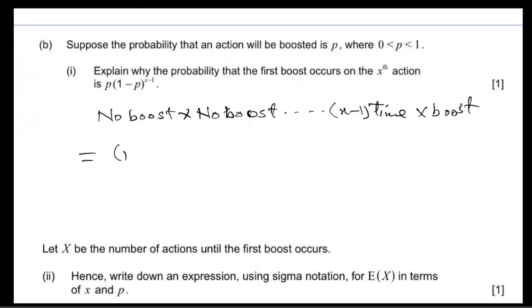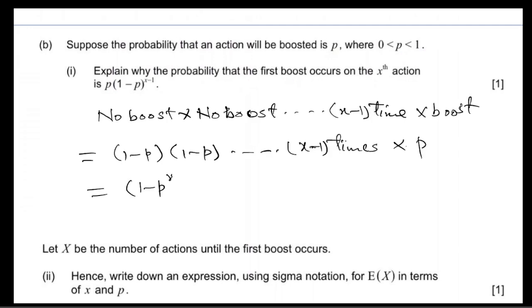So no boost is 1 minus p, 1 minus p, 1 minus p, like that x minus 1 times, into boost, boost is p. Therefore, 1 minus p to the power x minus 1, into p, which can be p into 1 minus p to the power x minus 1. So this is the result they wanted from us. Now, look at the next part.